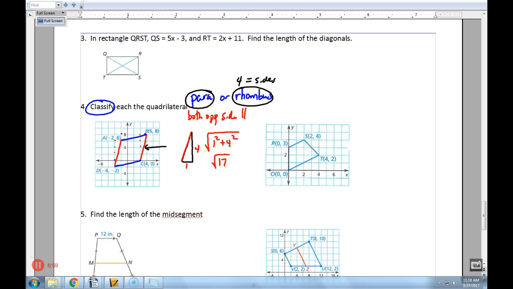And I believe if you do that for all of these, every single one of these lines is the square root of 17. So this is definitely a rhombus. And how do I know it's a rhombus? Because it has 4 equal sides. They're equal length. I measured it using the Pythagorean theorem. You could also use the distance formula. I don't really like the distance formula, but you could use it as well.